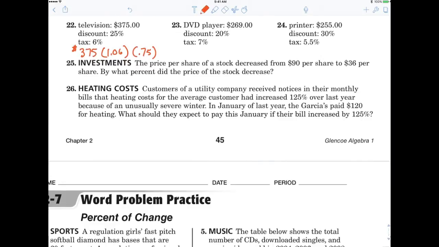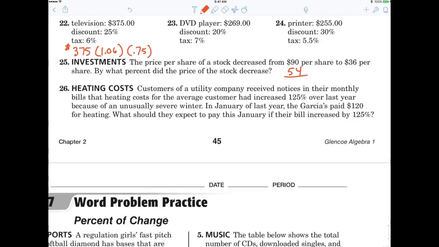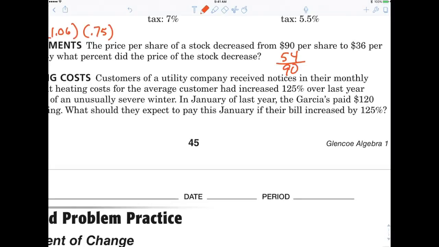It says the price per share of a stock decreased from 90 to 36. By what percent? So that's very easy also. So it started at 90. So how do I find it? Change over the original. So somebody help me. What's 90 minus 36? 54. 54 over the original, which is 90. And if I divide by 9, that would be 6 over 10, which is the same as 60%. Yeah, you lost 60%. 60% decrease.